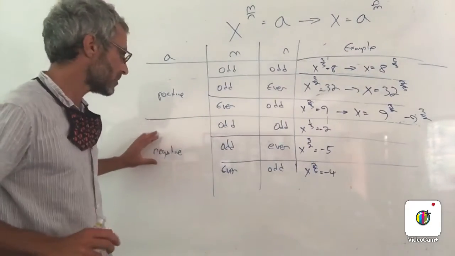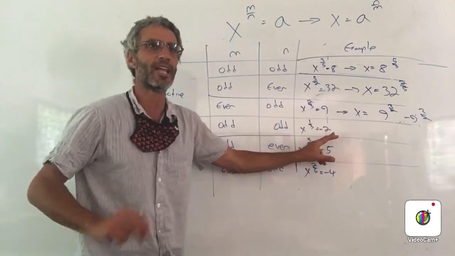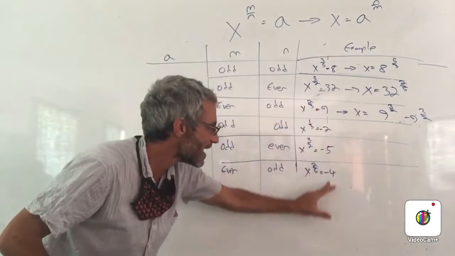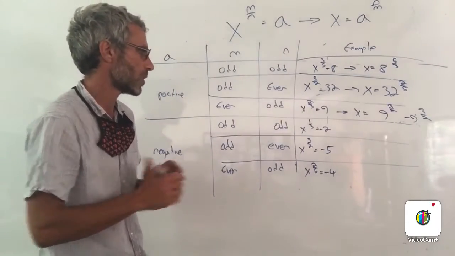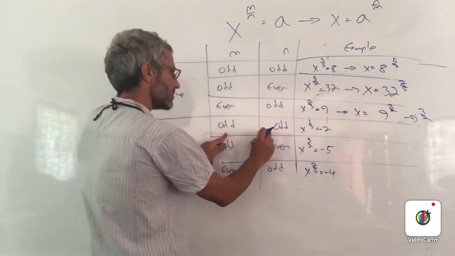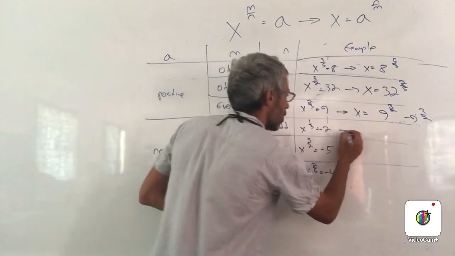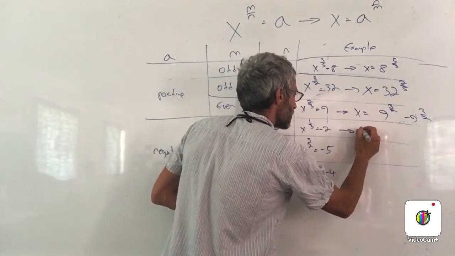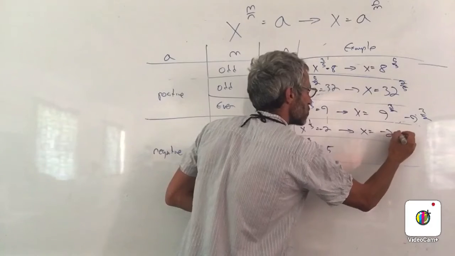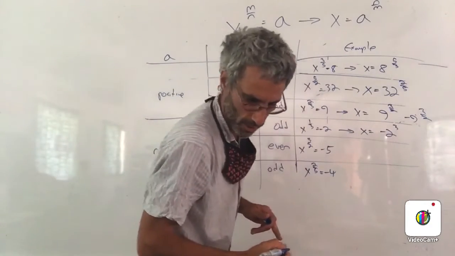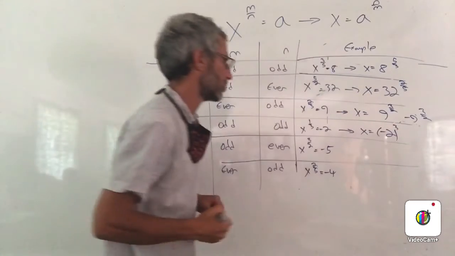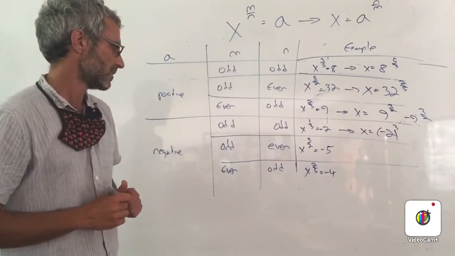Now, what happens when a is negative? You're gonna have to wait, okay? When a is negative, we have slightly different situation. Well, when both numbers are odd, the m and the n are odd, then x will be equal to minus 2 to the power of 3. Okay, is that right? Am I right? Yeah, okay. So that's not a problem, which is minus 8 in this case.